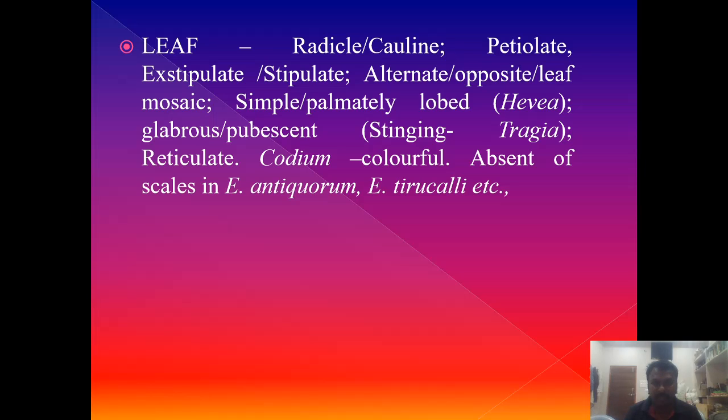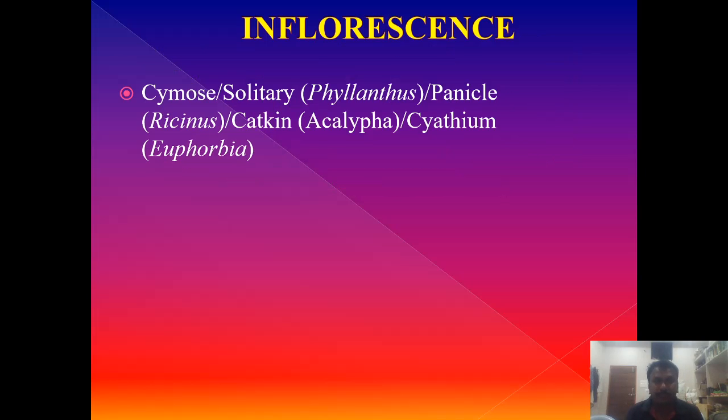The venation pattern is reticulate. The genus Codiaeum has colorful or variegated leaves. In some species of Euphorbia, like Euphorbia antiquorum and Euphorbia thirucalli, the leaves are absent. Inflorescence: cymose or solitary flowers, panicle in Ricinus communis, catkin in Acalypha, and cyathium, a special inflorescence type, is present in the genus Euphorbia.